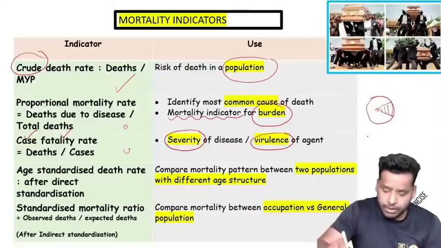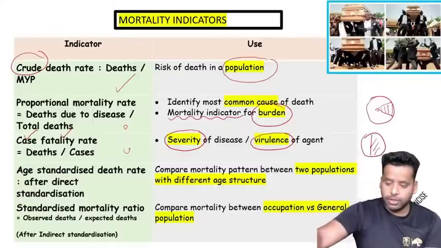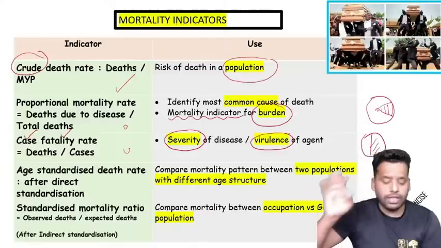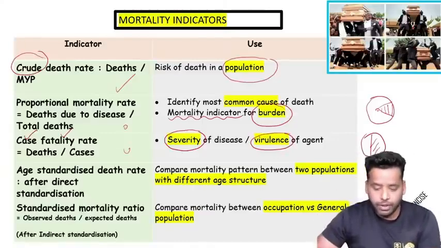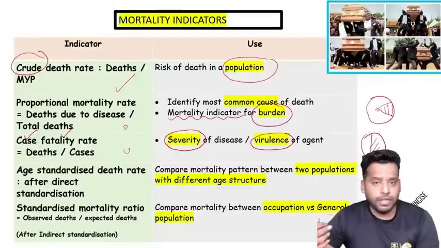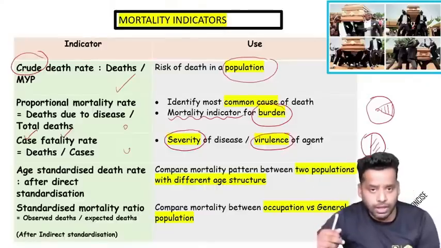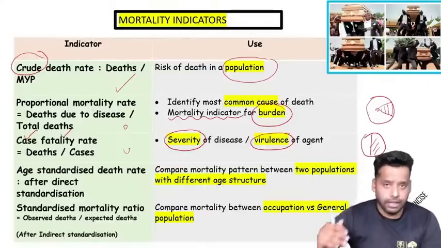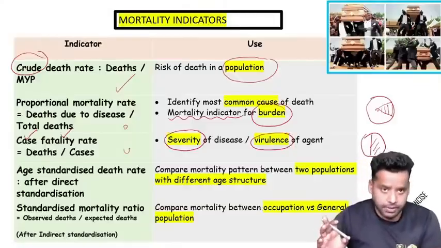For example, out of 100 cases, 50 will die. What is the case fatality rate? Answer my question. Very good. 50%. You can use a pie chart. It is also a proportion. You can make pie charts for both proportional mortality rate and case fatality rate. Case fatality rate will indicate how dangerous the disease is.